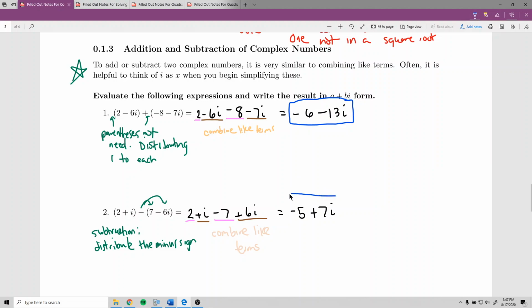And that is it. Notice that these are both in a plus bi form. This one here, a is negative 6 and b is negative 13. This one here, a is negative 5 and b is 7.